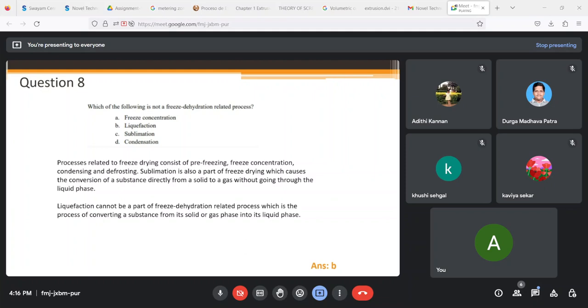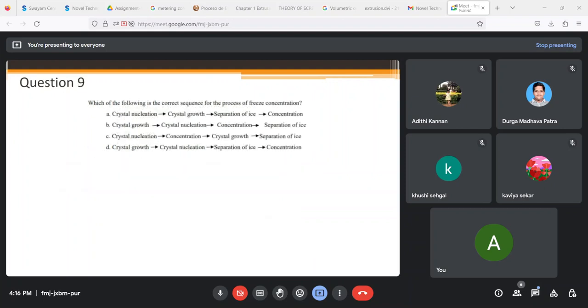So any doubt in this? Any process that needs to be repeated again? Okay, then moving on to question 9.